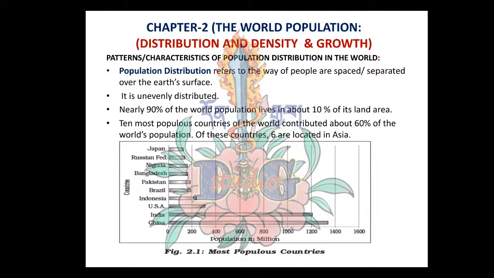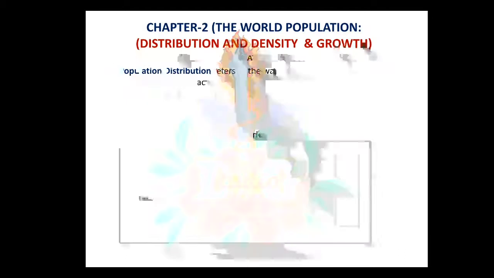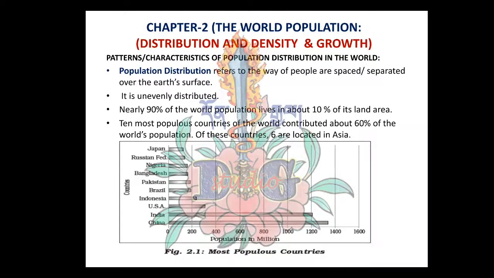From population distribution we are going to learn about the characteristics, or the patterns or the features, of world population distribution. Before going to the characteristics, first we need to know the meaning of population distribution. Population distribution means the way people are spaced, or how people are spaced or separated, over the earth's surface. That is called population distribution.